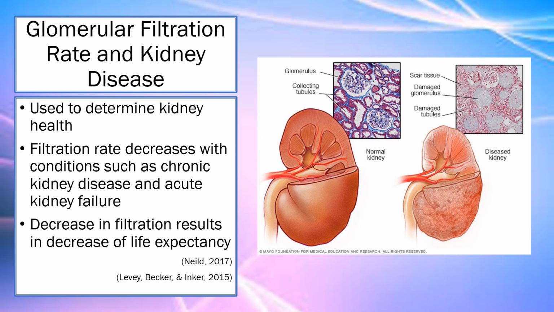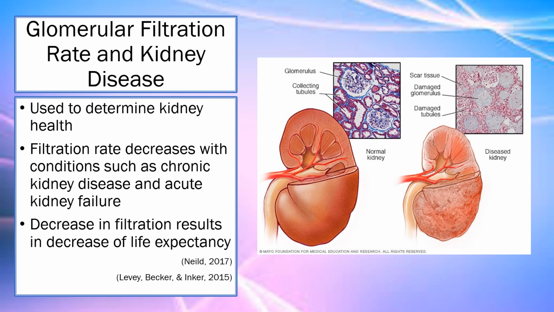Glomerular filtration rate is used in the determination of kidney health and function. Physicians are unable to measure this rate directly, so instead they get this from clearance measurements from either timed serum or urine collections. When the kidneys are not able to function properly, such as during chronic kidney disease or acute kidney failure, the glomerular filtration rate decreases.